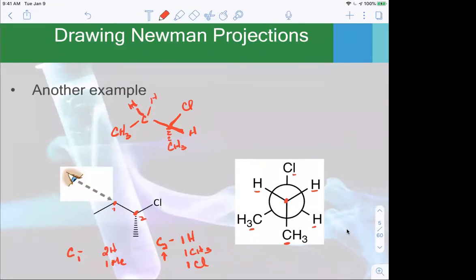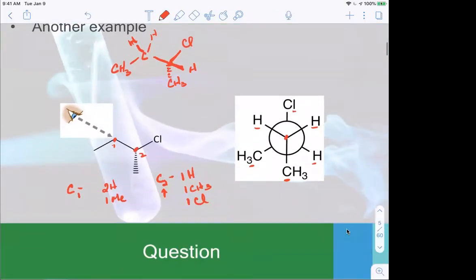And again, if I look at the conformations, I'm just going to keep the front carbon centered or not moving. And I can just rotate that bond and look at where the chlorine, the methyl, and the hydrogen of that back carbon goes around each one as I rotate that bond.